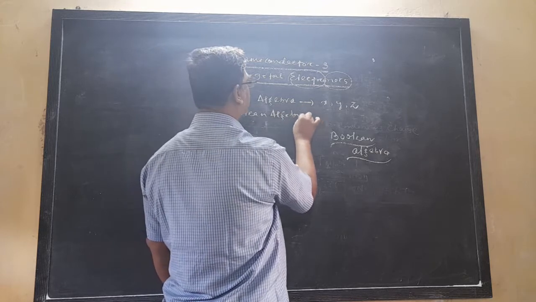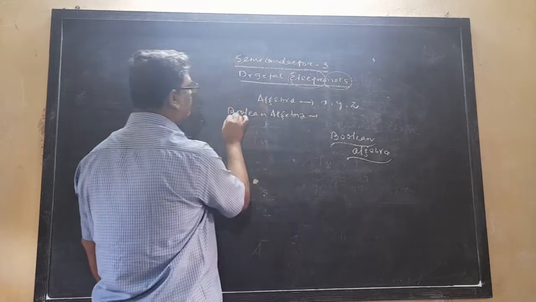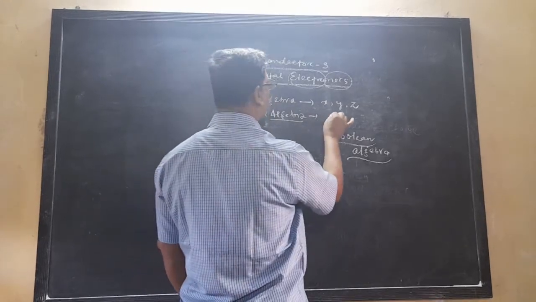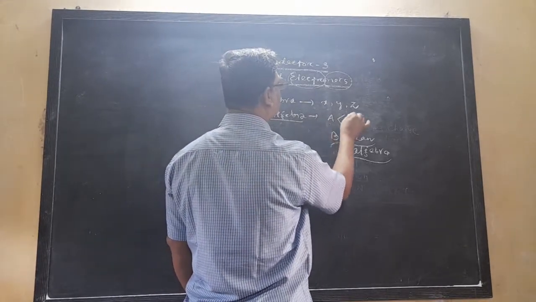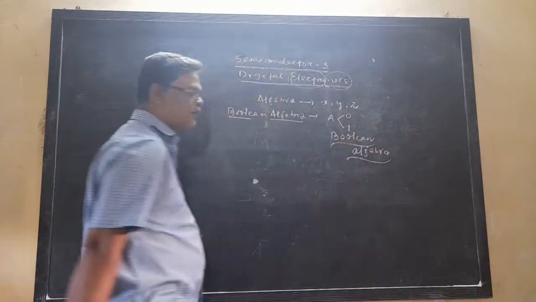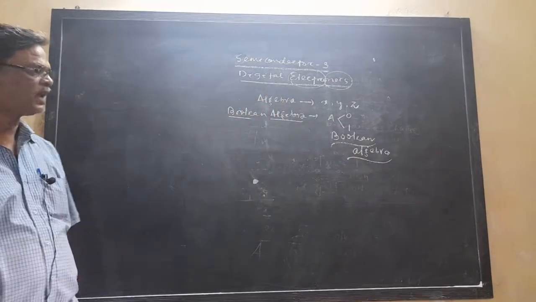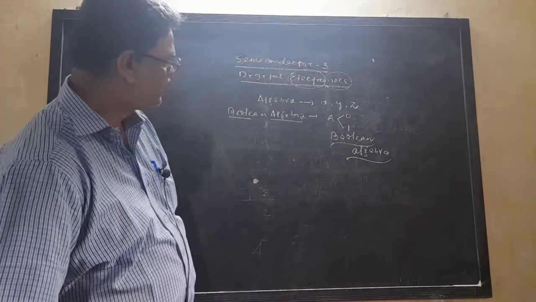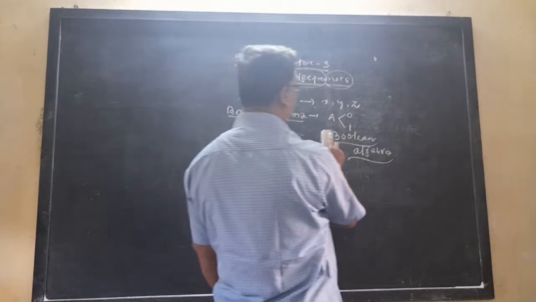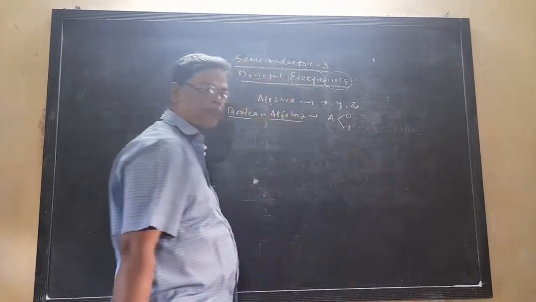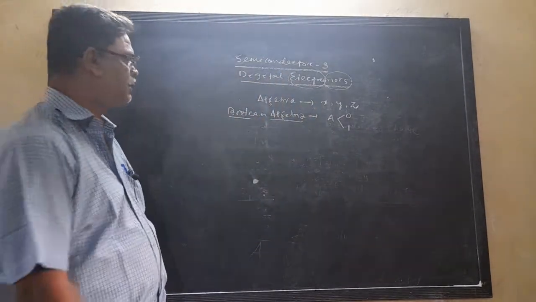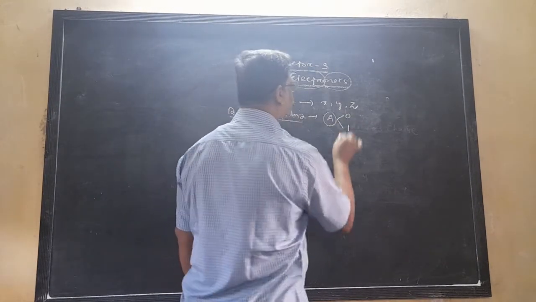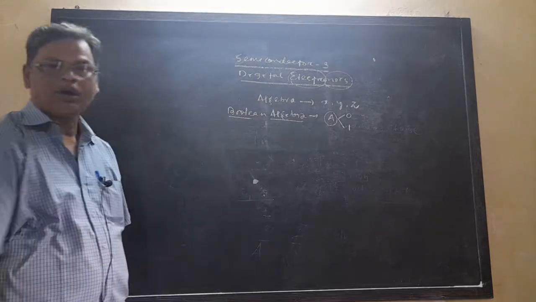So the mathematician Boolean. In Boolean algebra, the variable that we use has two values, 0 and 1. We use a variable whose value is either 0 or 1. Clear? These are the variables x, y, z, and they may have whatever values, but in case of Boolean algebra the variable has two values, either 0 or 1.